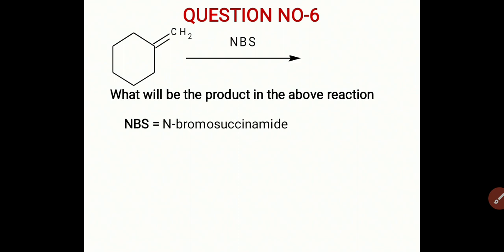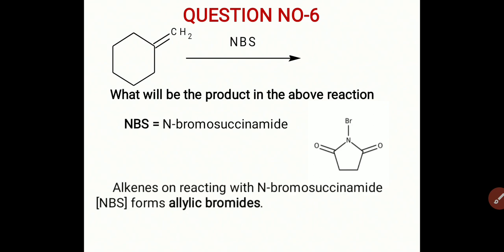So what is the structure of N-bromosuccinimide? This is the structure of N-bromosuccinimide. Then what is its role here? N-bromosuccinimide always converts alkenes to allyl bromides. Very important, note down this point. Wherever you see NBS, alkene gets converted into allylic bromide. I will show you one example.